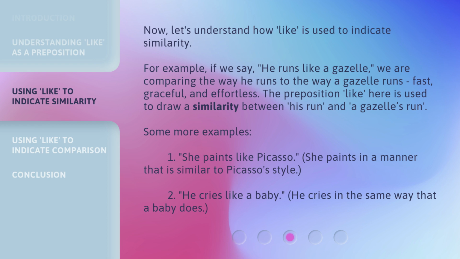Some more examples. 1. She paints like Picasso. She paints in a manner that is similar to Picasso's style. 2. He cries like a baby. He cries in the same way that a baby does.